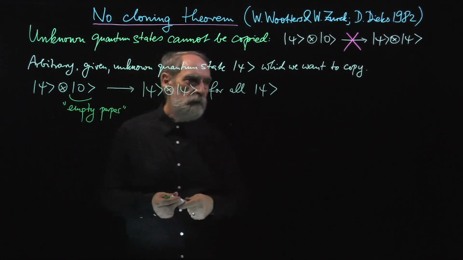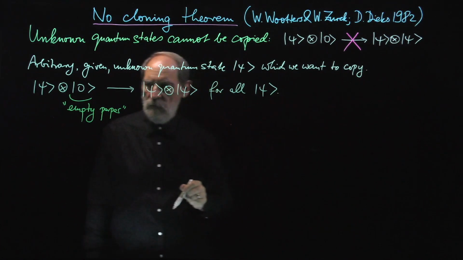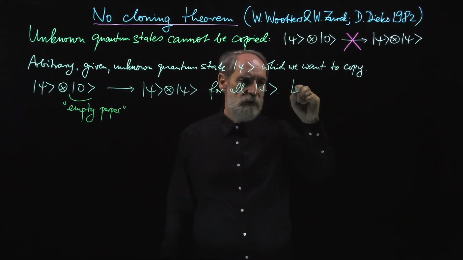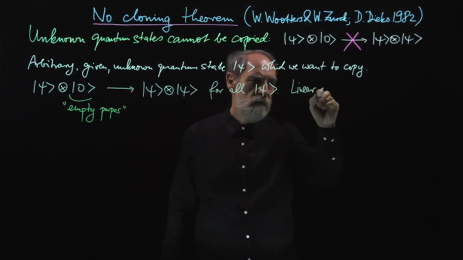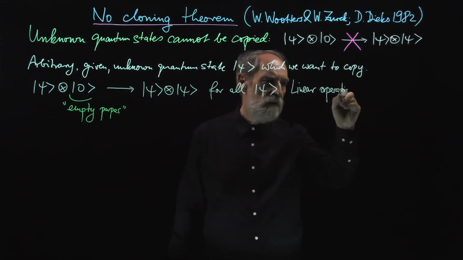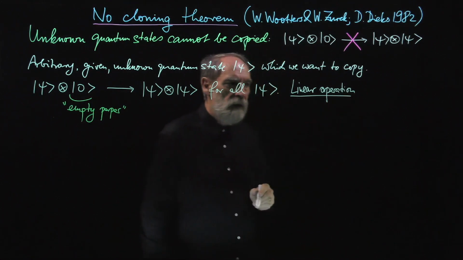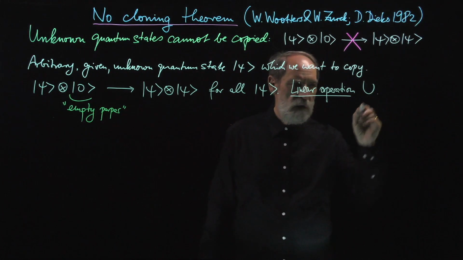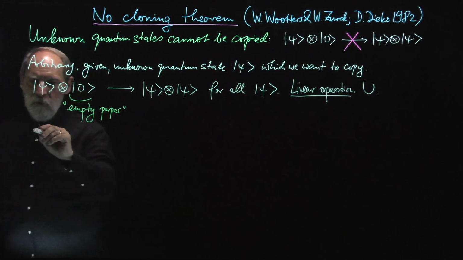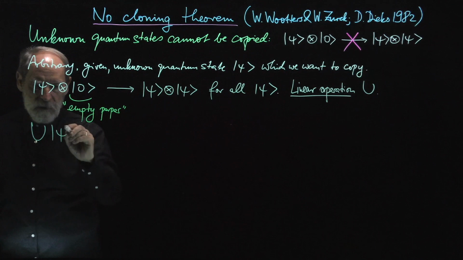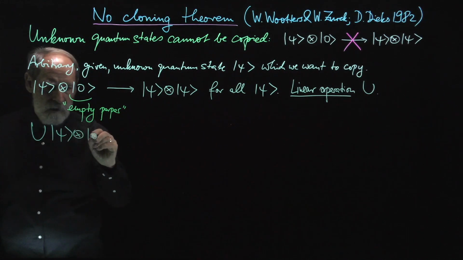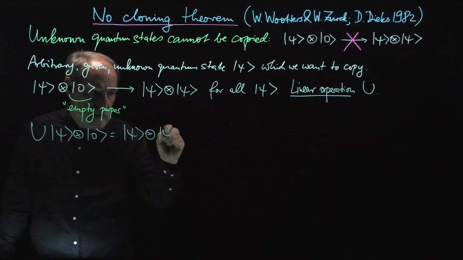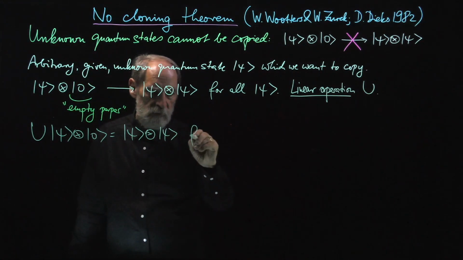So in quantum mechanics, this is done by a linear operation. And this linear operation, let me call it U, is such that U applied to psi tensor 0 gives us psi tensor psi for all psi.